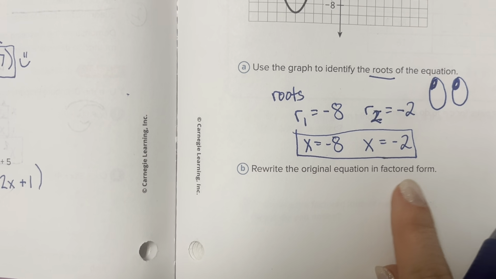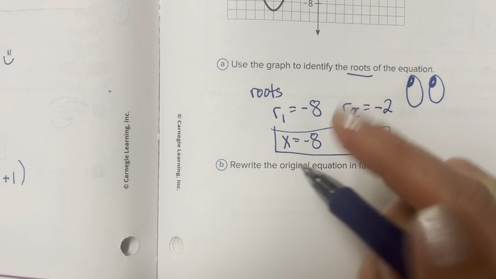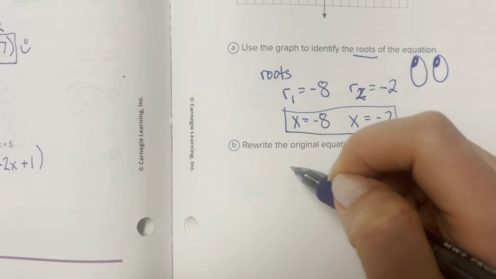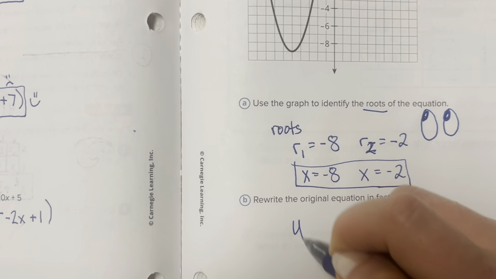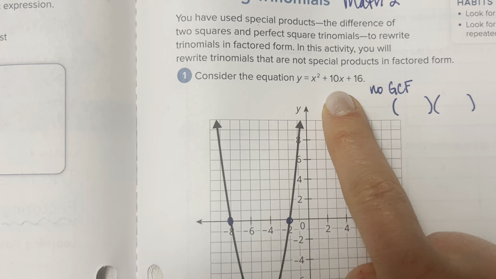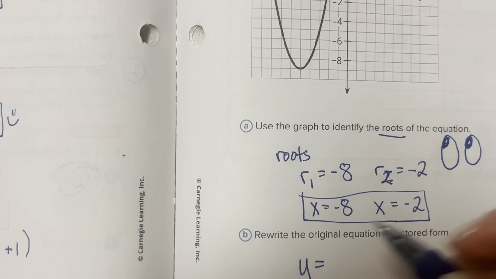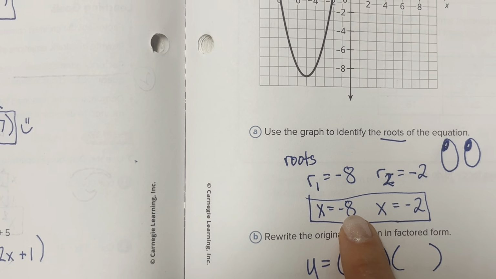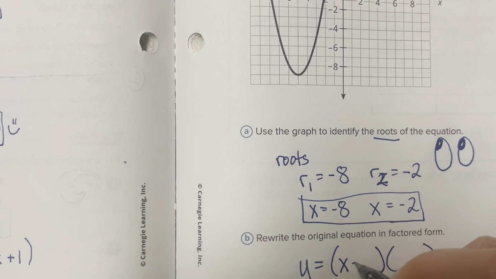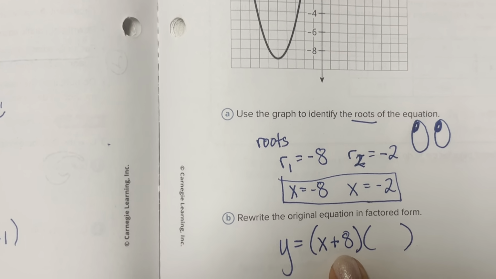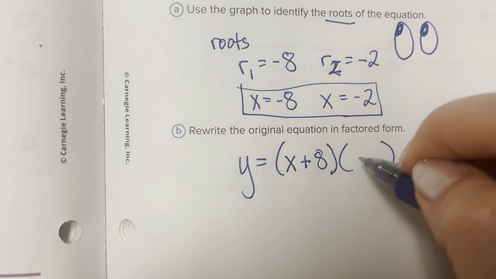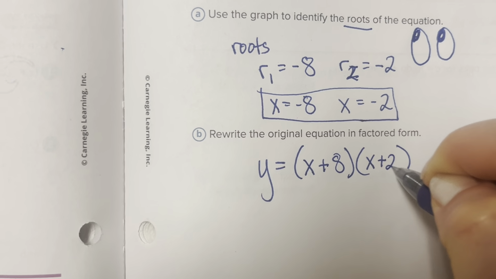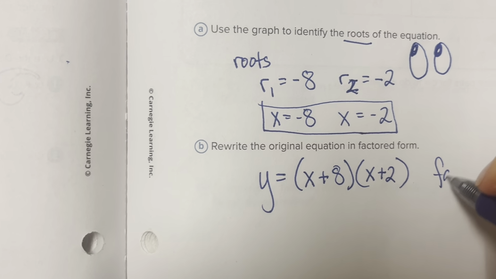Rewrite the original equation in factored form. Well, you guys already know how to do that. If that's R1 and that's R2, and this is an equation from standard form, I can rewrite this as: if that's a -8, I make this +8. If that's a -2, I make this +2. This is our factored form.